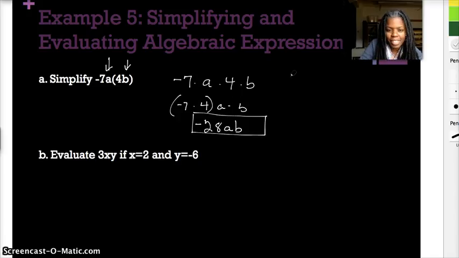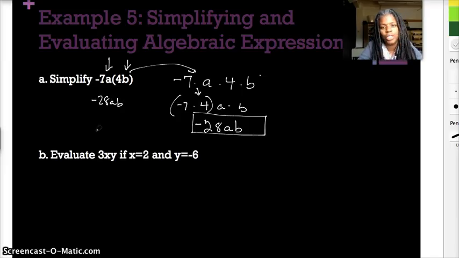I would probably not do all of this to do this problem. I don't expect you guys to do all this. If you looked at the negative 7 and the 4 and said, hey, normal numbers, I can multiply them, and got a negative 28AB automatically, that would be totally cool. But I just wanted to show you the process.